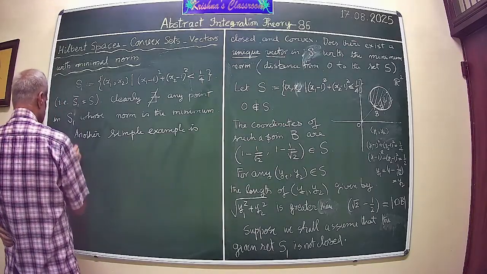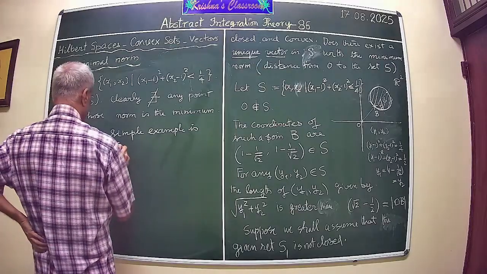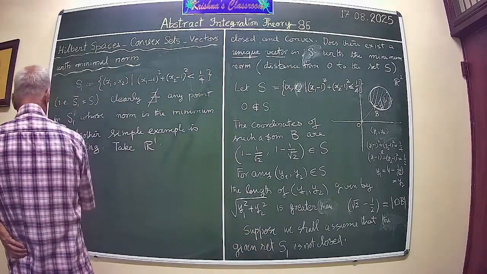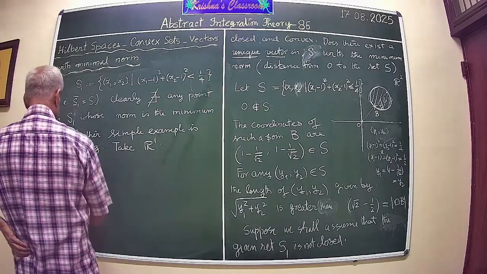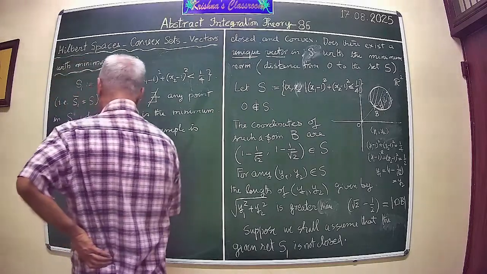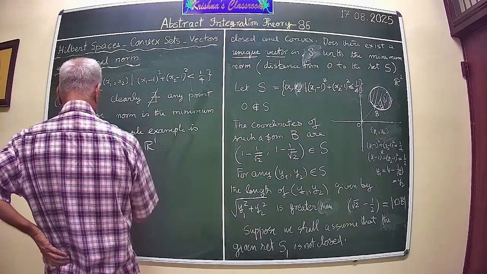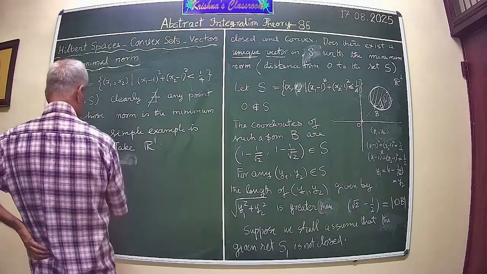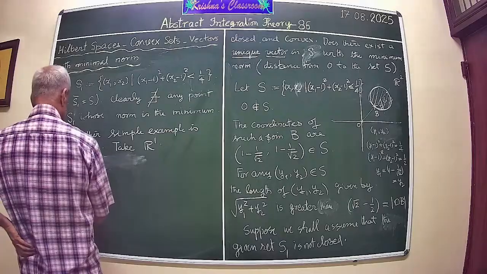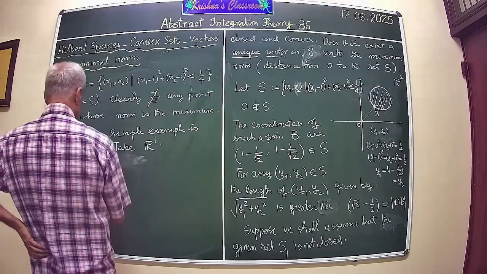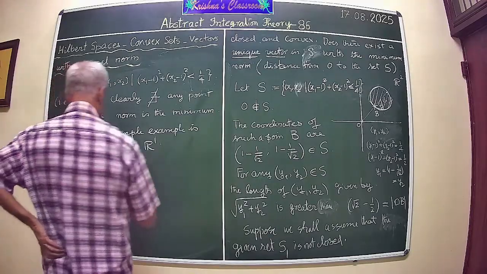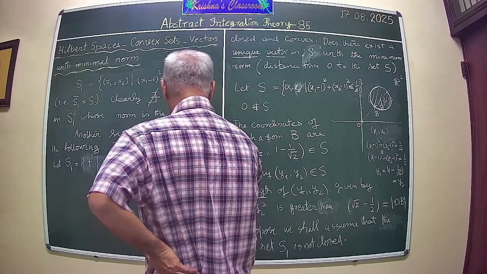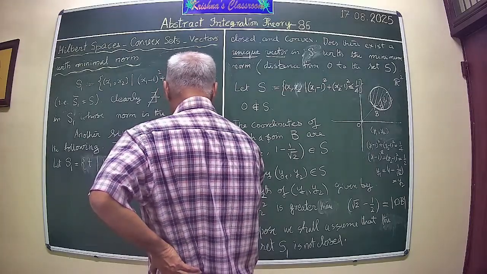Before I take R1, the real line, choose the interval 1 to 2. Or it's better to write it this way: the set of all t such that 1 < t < 2. That is the interval 1 to 2, the open interval. This is the one that you have.